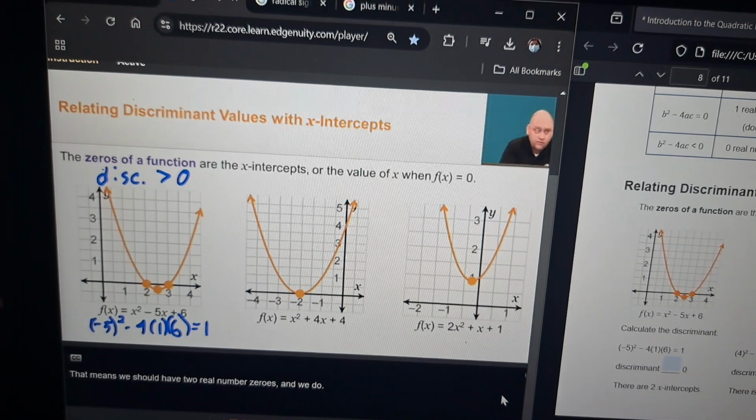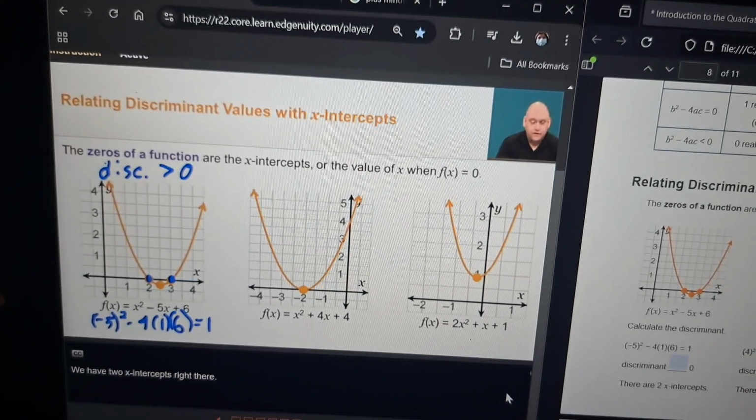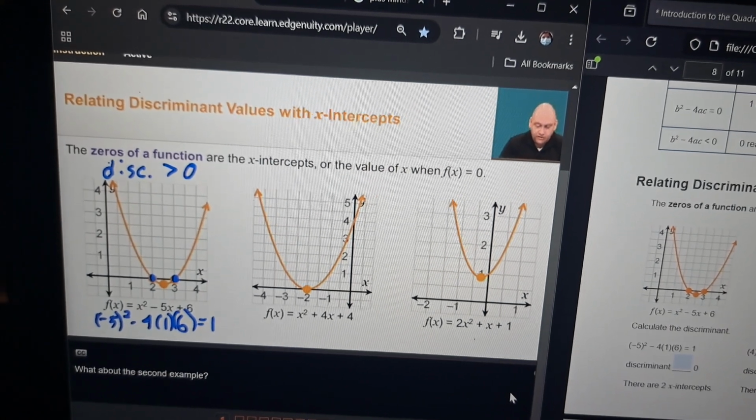That means we should have two real number zeros, and we do. We have two x-intercepts right here. What about the second example?